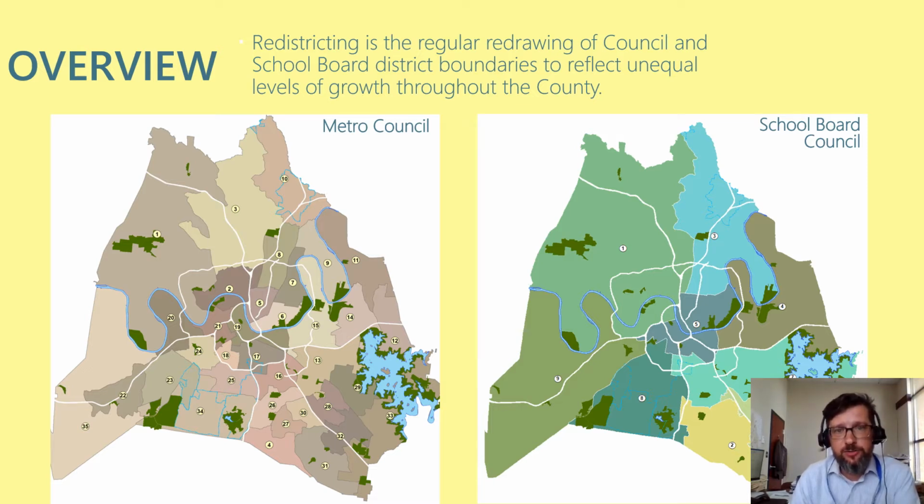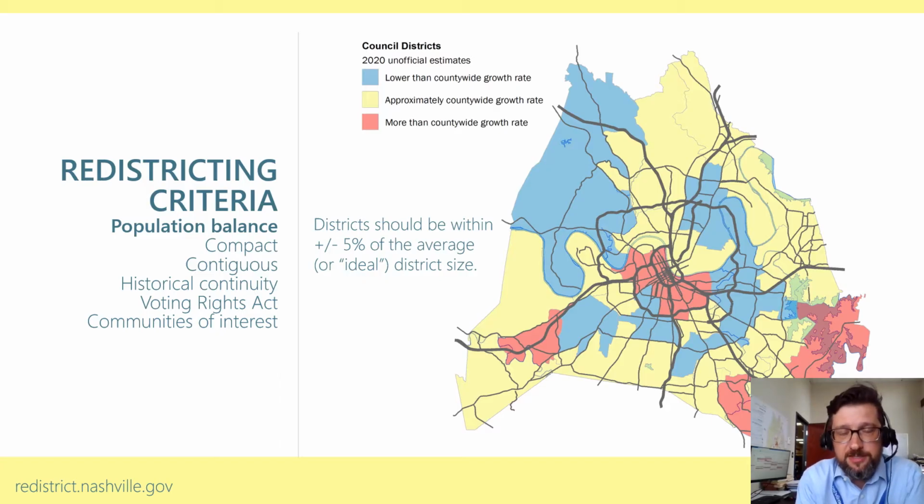The Metro Nashville Charter assigns responsibility for redistricting Metro Council and the school board to the Planning Commission, which makes recommendations for new district lines to the Metro Council. Redistricting is based on overlapping local, state, and federal requirements, as well as traditional principles that are widely used in drawing district lines. The Metro Charter asks the Planning Commission to ensure that council and school board districts do not substantially underrepresent any part of the county.